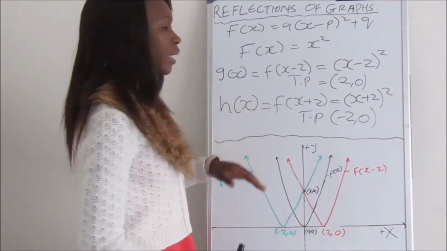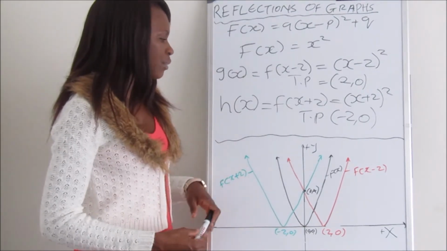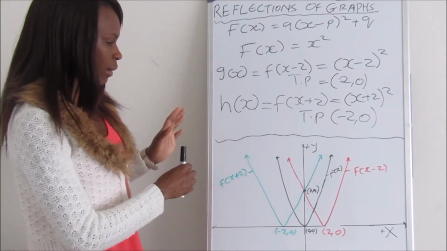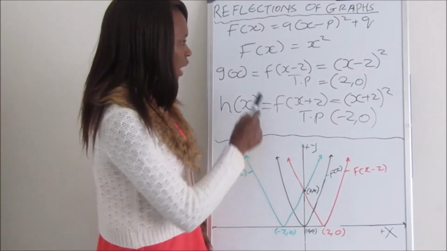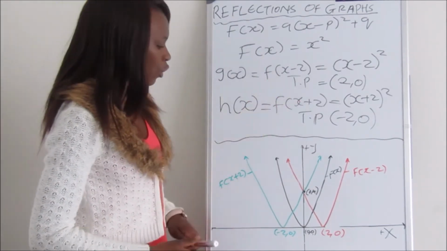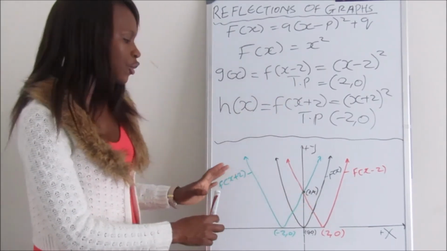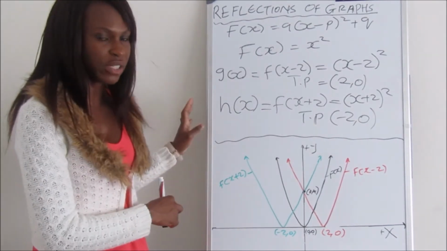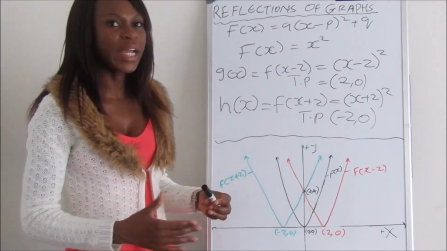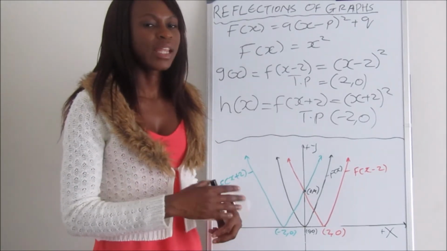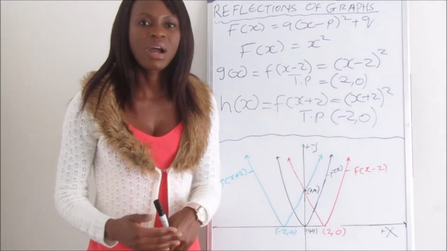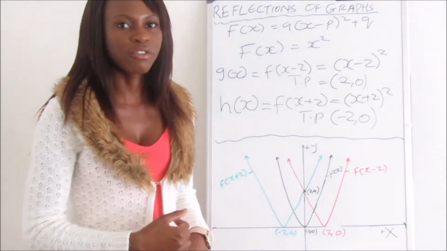But if we add a positive unit to x, that means our graph will move to the left. As you can see, our original graph f(x) is this one, then we add 2 to x, and the graph has shifted into the negative x direction, which is to the left-hand side of the axis. Then we can conclude that if we add a positive value to x, the graph shifts to the left, but if we subtract from x, our graph shifts to the right side of the axis.